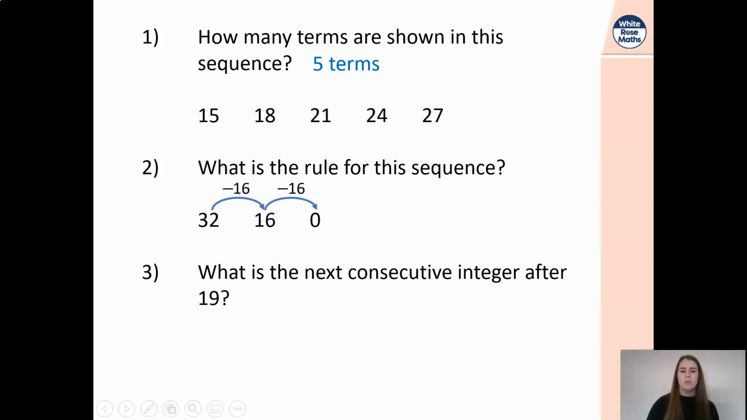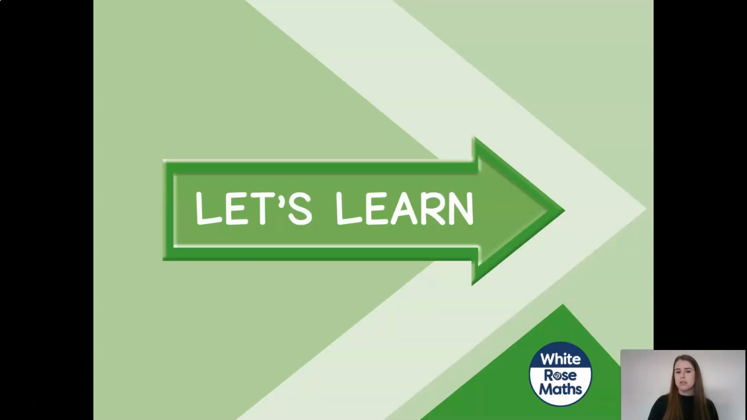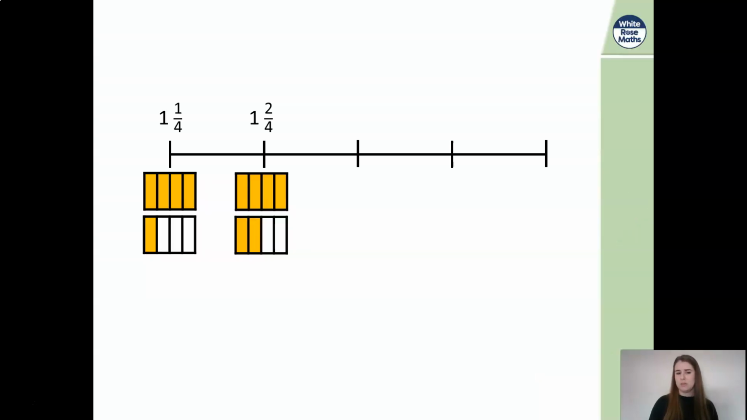What is the next consecutive integer after 19? Well, the next number is going to be 20. So an integer is each whole number, and the next consecutive one is going to be the next direct number, and that's going to be 20. So well done if you got those ones correct. Don't worry about number 3 if you struggled with that one, because that's a concept that you won't have looked at for a very long time. So let's crack on with the learning today.